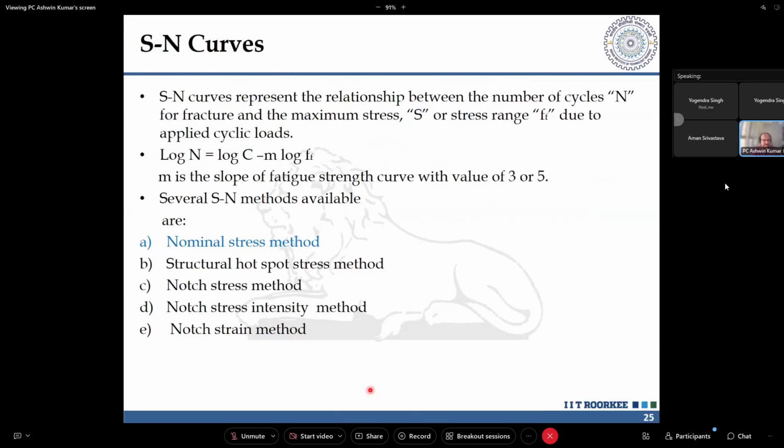So the SN curve represents the relationship between, I mean, we'll go forward with this particular discussion, and I'm sure that you will understand. There are further slides and examples which will improve your understanding regarding this.